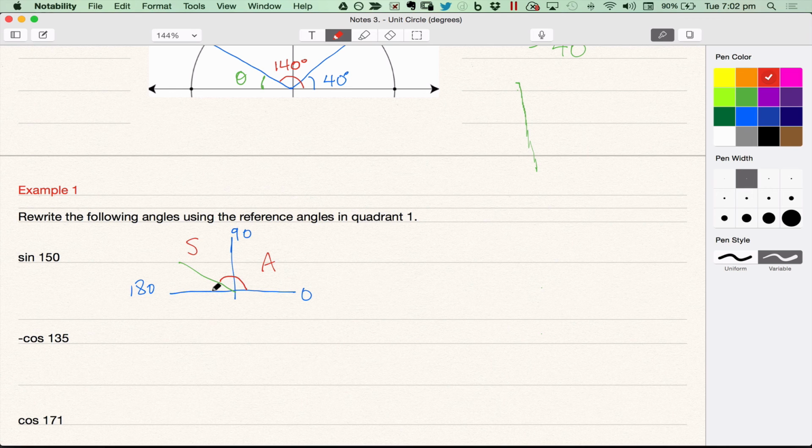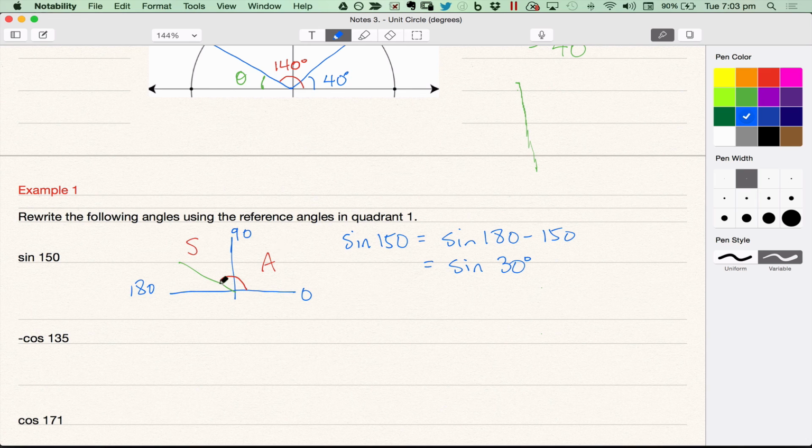So to find our little reference angle in there, we need to do sine 150 will equal sine of 180 minus 150. So this whole bit minus the 150, which equals sine of 30 degrees. And this is where I want you to stop. This is our reference angle in quadrant 1 that we would use.